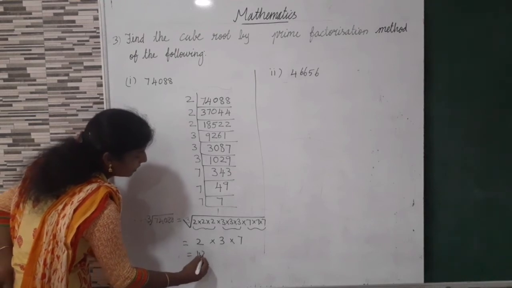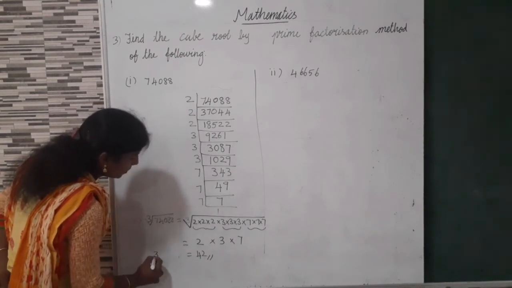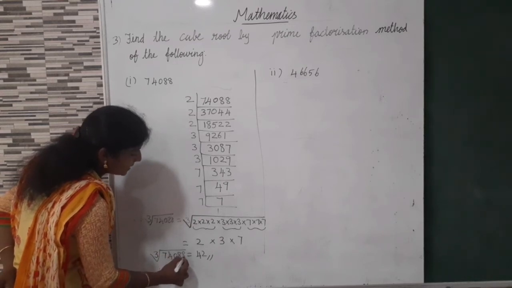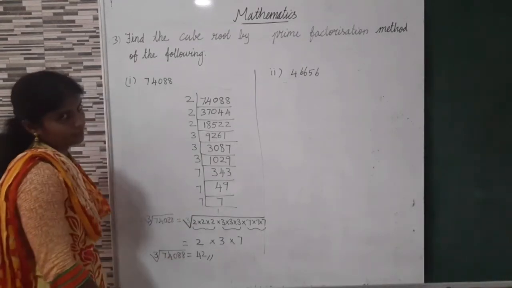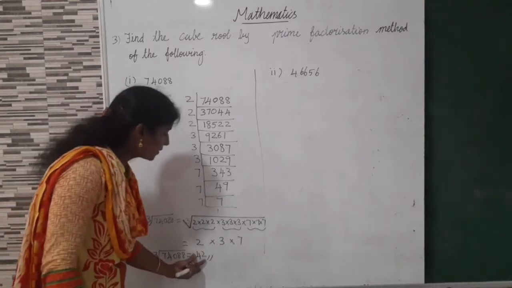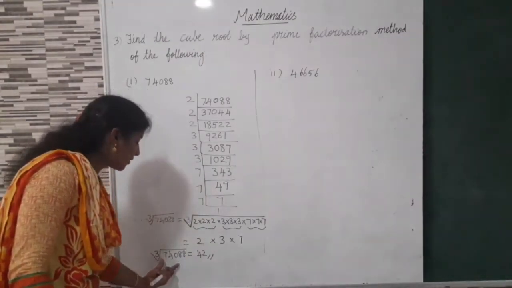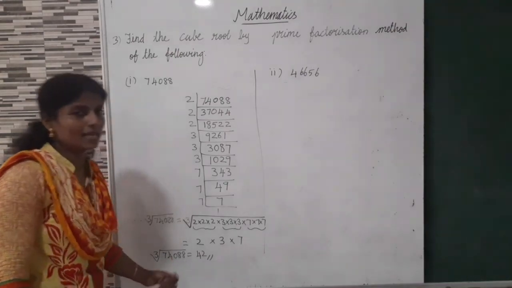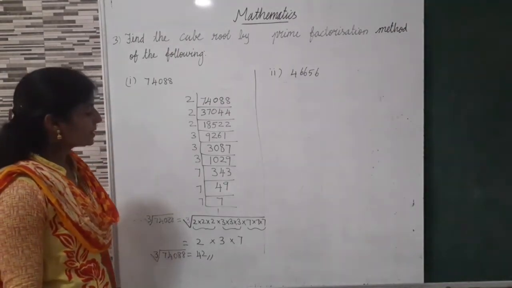Okay. Now what's the answer? Cube root of 74,088 equal to 42. If you multiply 42 3 times means we will get 74,088. Okay. This is the answer. Now next question.